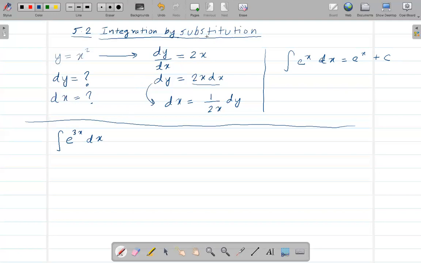But we have 3x here on the top. So using this substitution technique, what I can do is assume this whole thing on the top is some variable. Let's just assume that variable u is equal to 3x. And then I can take the derivative of this u in terms of x. So du over dx is equal to 3.